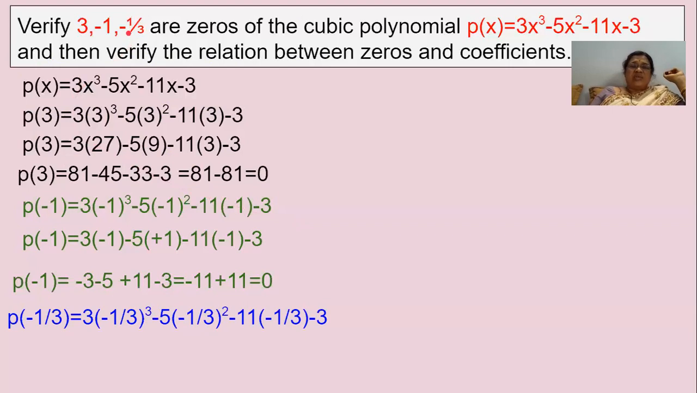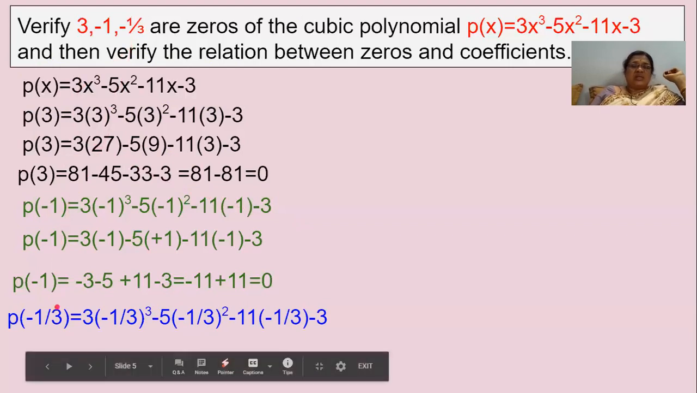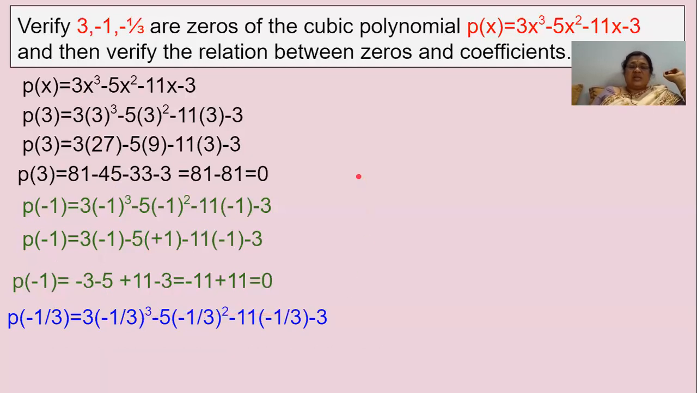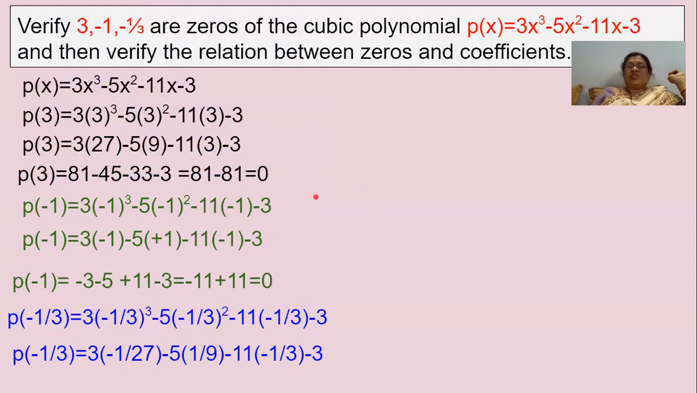Now this time I will take minus 1 by 3. See here, in place of x, I have taken minus 1 by 3. Wherever I see my x, I just substituted minus 1 by 3 like this. This time also, you'll get 3 3s are 9, 9 3s are 27. So 1 by 27, here 3 3s are 9. So this is the problem.